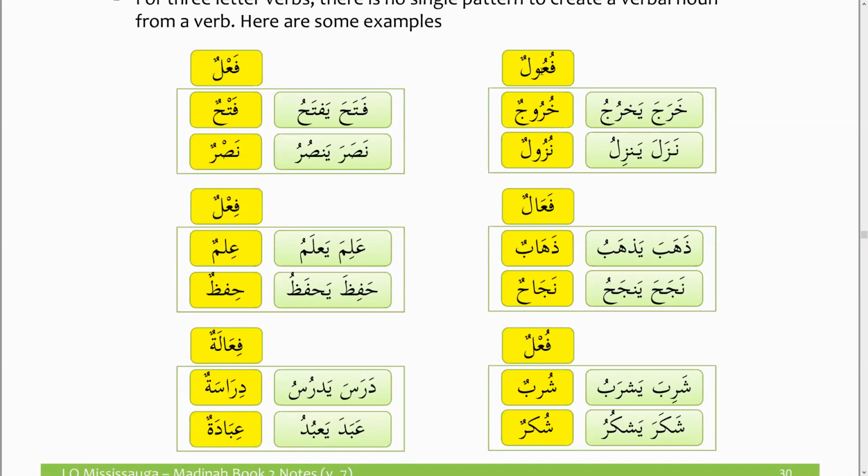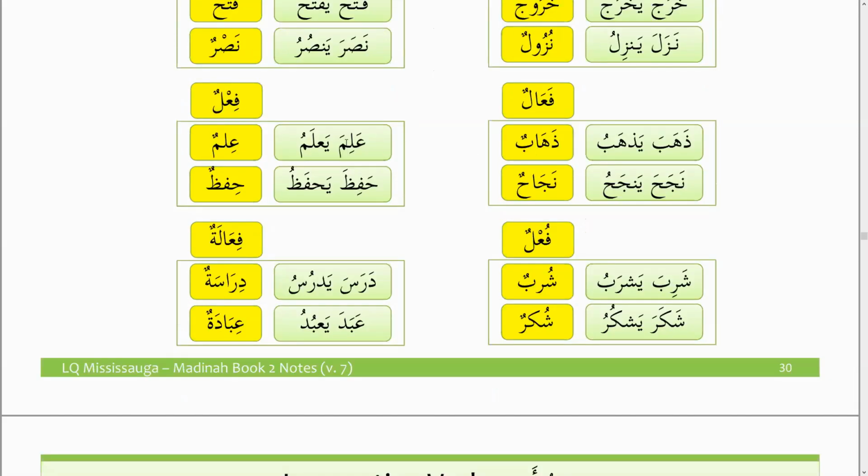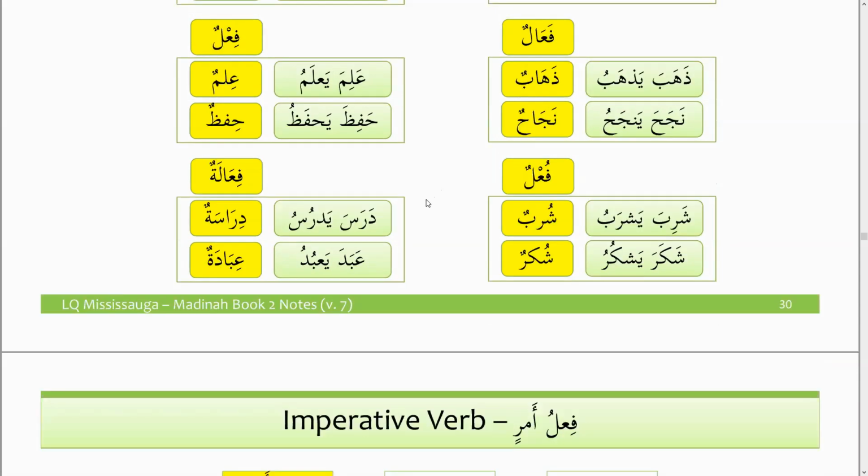Kharaja yakhruju khuruj, fu'ul pattern. Nazala yanzilu nuzulun. Fi'lun pattern. Alima ya'alimu ilm. The knowledge itself is called ilm. Hafidha yahfadhu hifdhun. The memorizing is called hifdh. Bab Samia, this is hafidha yahfadhu. Dhahaba yadhabu dhahabun. The act of going itself is called dhahab. Najaha yanjahu najahun, the act of succeeding.